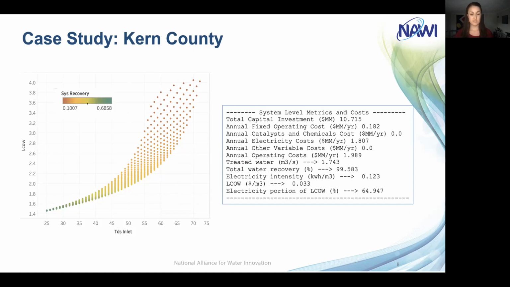So this one is showing an increase in TDS, that water quality. So more dissolved solids in the water. And you can see that the LCOW, so the levelized cost on the Y, increases, as well as the system recovery decreases with an increase in TDS level. So as you can see, these kind of graphs and sensitivities will help users get an idea of how the cost of their facility can be impacted.